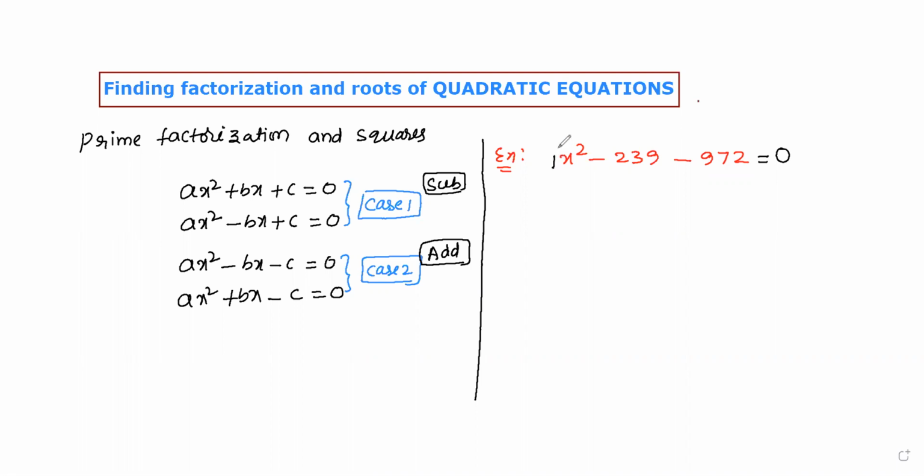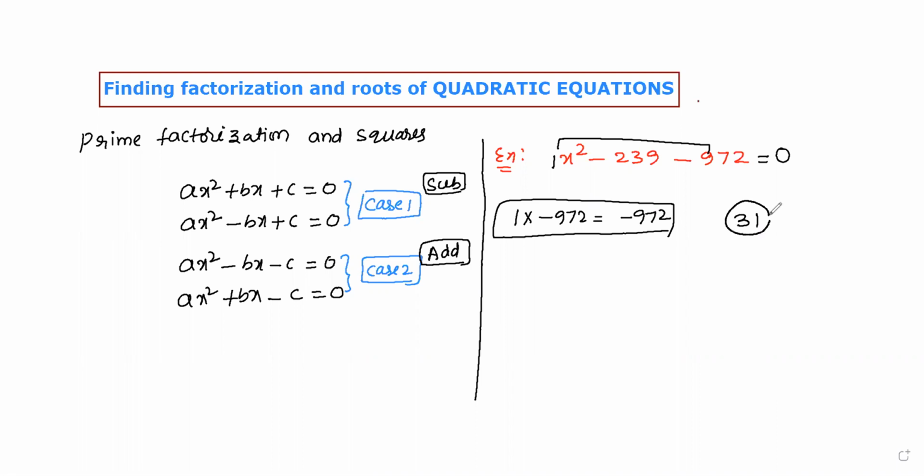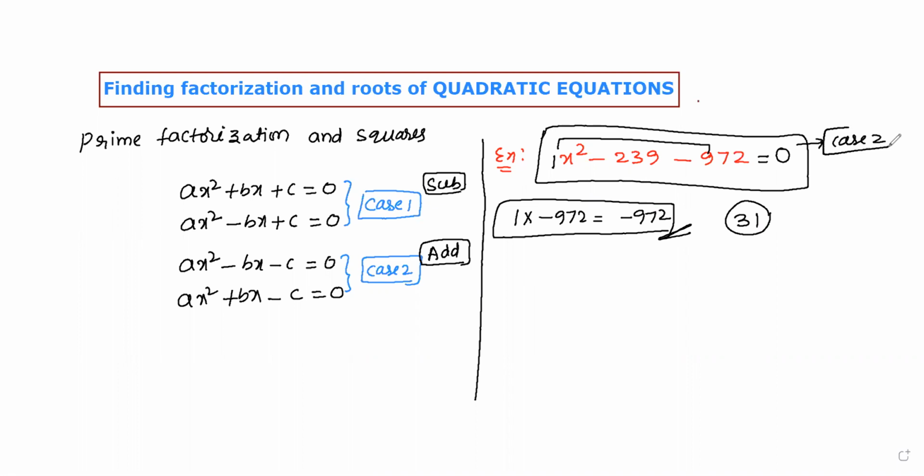Okay, why? Because 1 into this value gives minus 972. Okay, so the nearest square value of 972 will be 31 squared. If you find the square of 31, it is very near to this value. So let us see what case this question comes under. So it comes under case 2. Case 2 means we have to do addition.